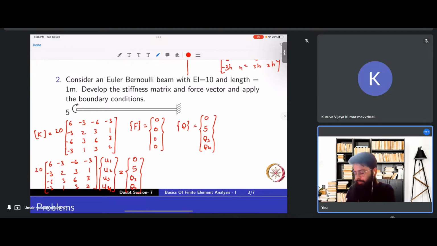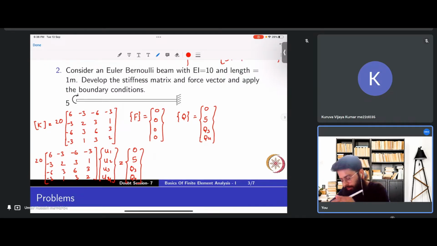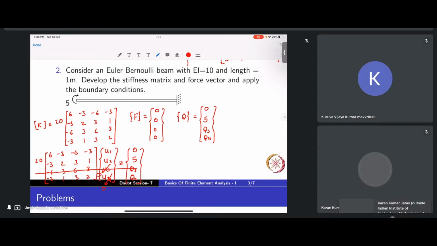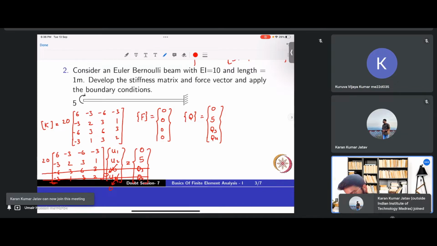So how to apply the essential boundary conditions here? We know that u3 and u4 both are 0. So we can just eliminate these equations. Can straight away eliminate these equations. Then what will be left with?